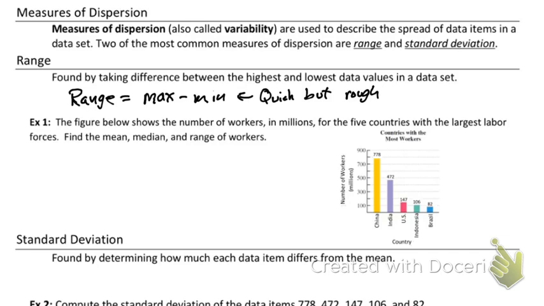What did I put for the exact words? I want this to be the same. It's a quick but rough estimate. Yeah, I did have estimate.